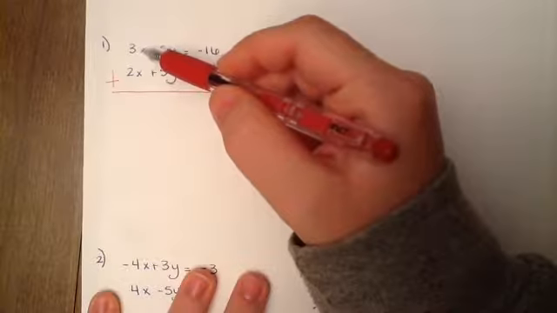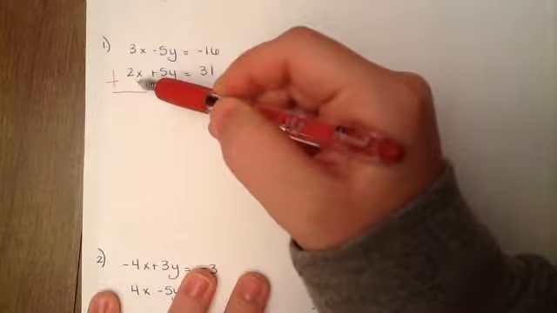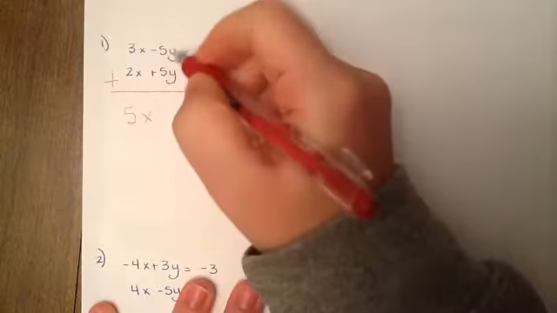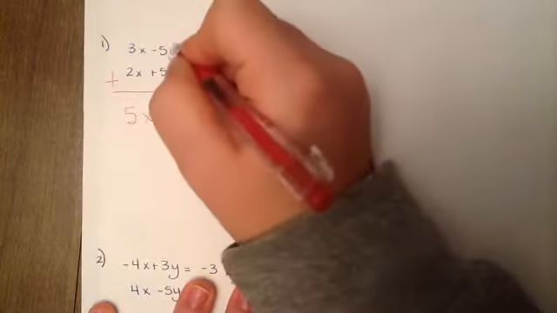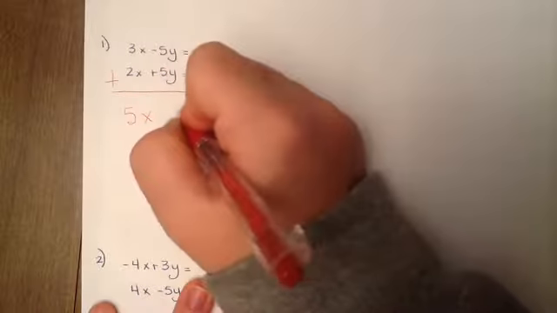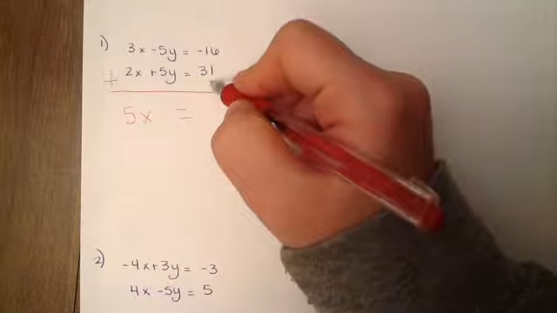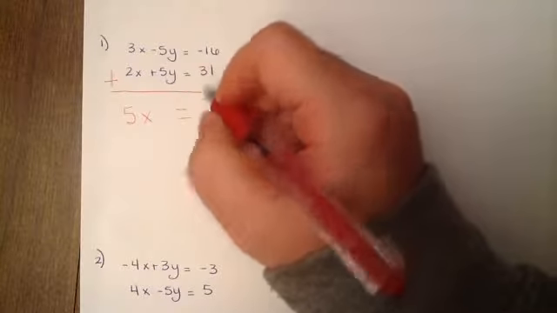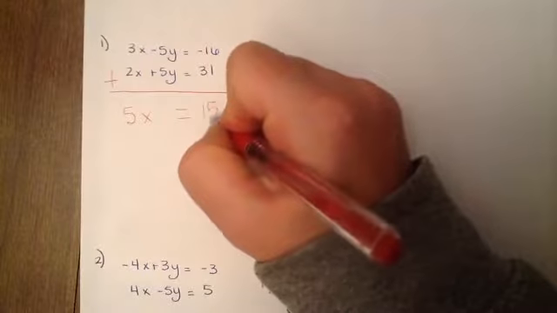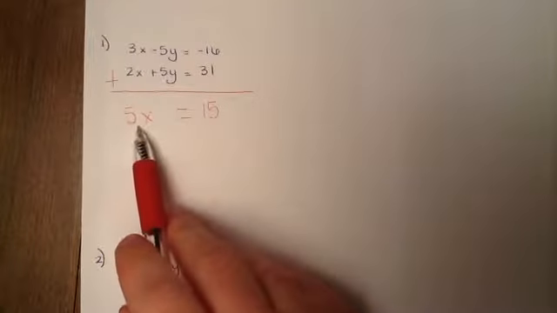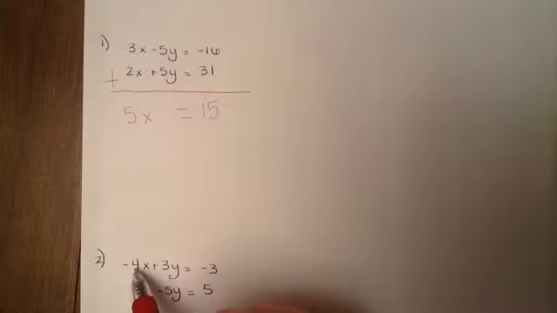So I'm going to add my x's. 3x plus 2x, 5x. These cancel, so they are gone. I don't need to rewrite them. Equals negative 16 plus 31. It's 15. I have eliminated a variable. I now just have 5x equals 15.